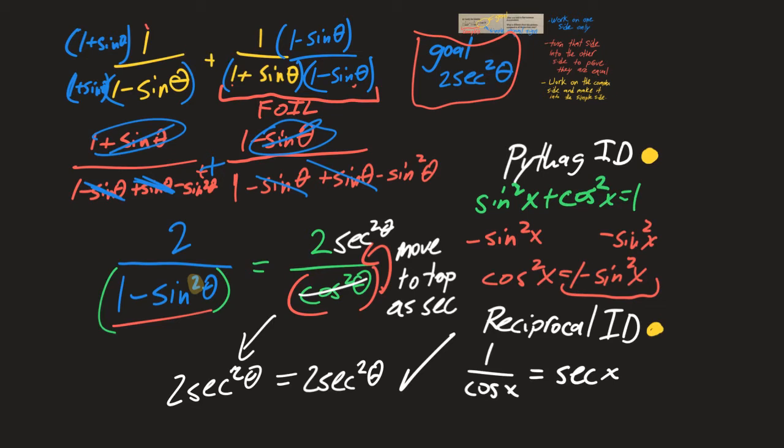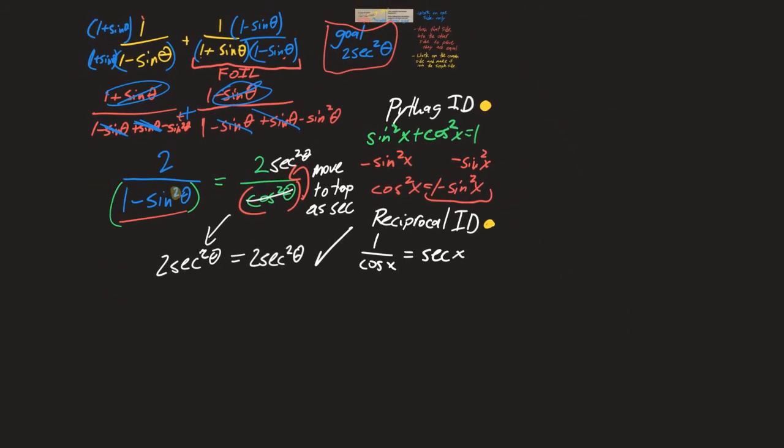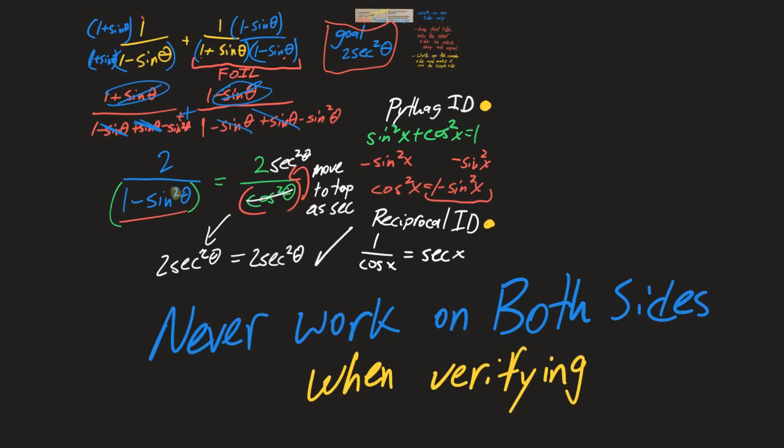The reason that we always want to start on the complex side is because it's much easier to make things simplify and cancel out rather than trying to work your way backwards from the simple side to the complex side. So one big rule I want to point out to you guys: never work on both sides when you're verifying. If you work on both sides, that is kind of like cheating the problem. You've broken some rules. Verifying means you start on one side and you turn it into the other side. Don't ever change both sides, otherwise, you've immediately made that problem incorrect.